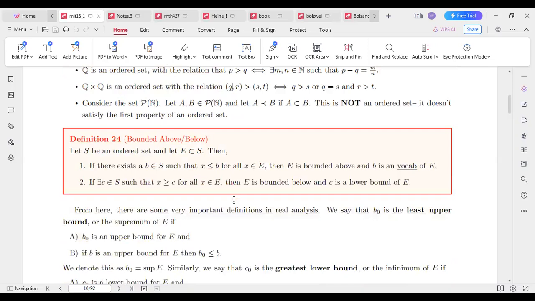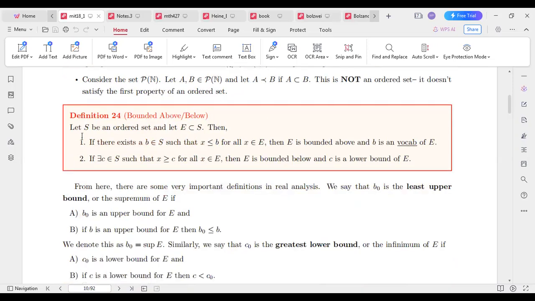Now, bounded above or bounded below. Let S be an ordered set and E a subset of S. If there exists a B belonging to S such that x is less than or equal to B for all x belonging to E, then E is bounded above, and B is an upper bound of E. If there exists C belonging to S such that x is greater than or equal to C for all x belonging to E, then C is a lower bound and E is bounded below.